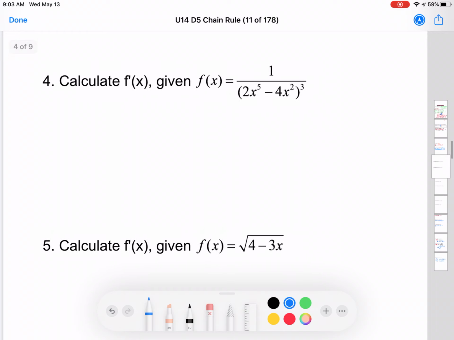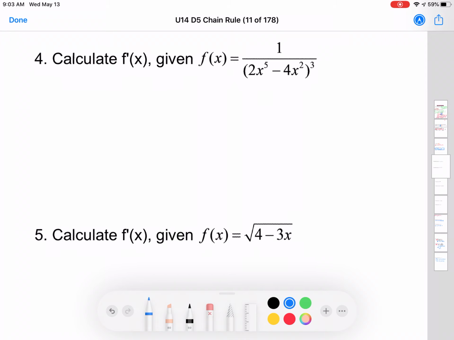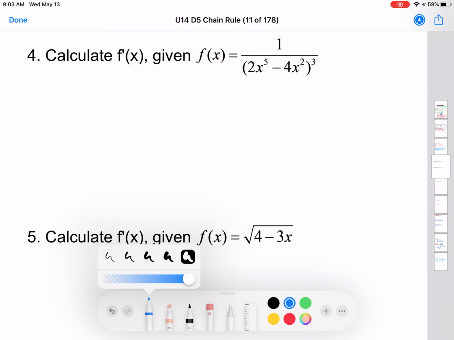All right, now let's try some that are a little tougher. So the first thing I notice here is I see quotient rule, and I really don't want to do quotient rule because it's just a pain. And then I do see chain on the bottom. But if you can make your life easier, make it easier.